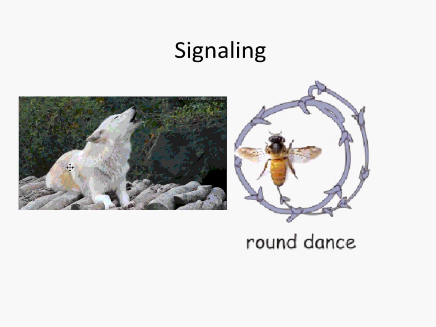Signaling is very important in social behavior. This is where animals will communicate with one another. Bee dancing is a great example. Wolves howling in order to communicate something, usually to locate one another. And so howling is a great example. Bee dancing, I mean, we're very familiar with animal communication just from the sounds they make.